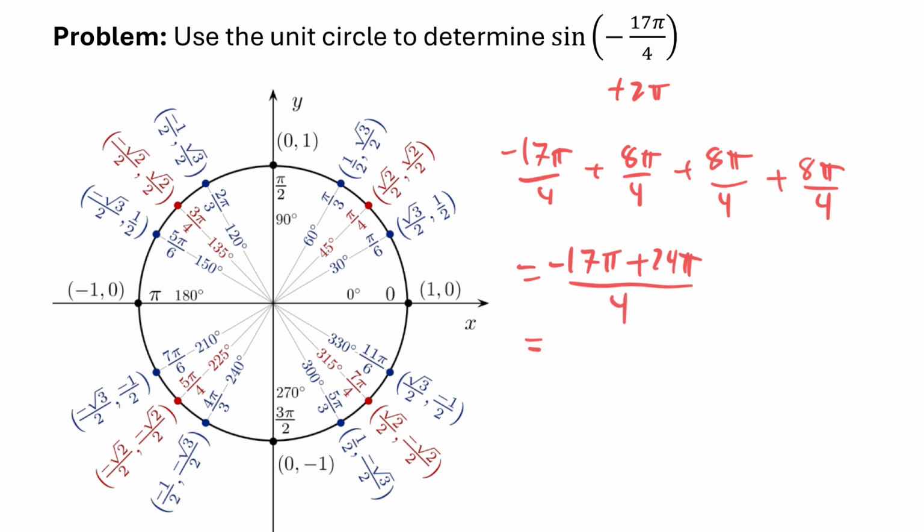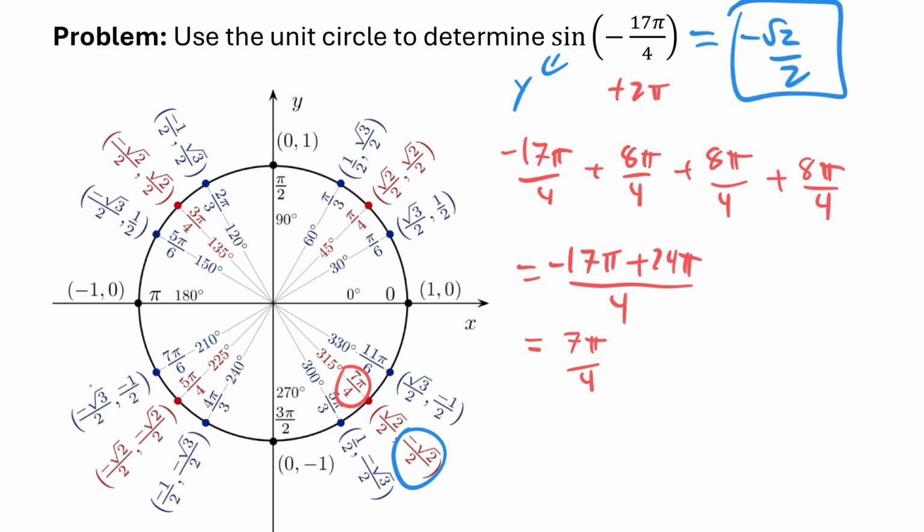That's going to give me 8, 16, 24, take away 17, 7 pi over 4. If you notice, that's right here. So we found the principal angle. The principal angle is on the unit circle. All that's left to do is notice that sine means we're looking for that y value. The y value is right here. So our final answer is negative root 2 over 2. Go ahead and box it up.